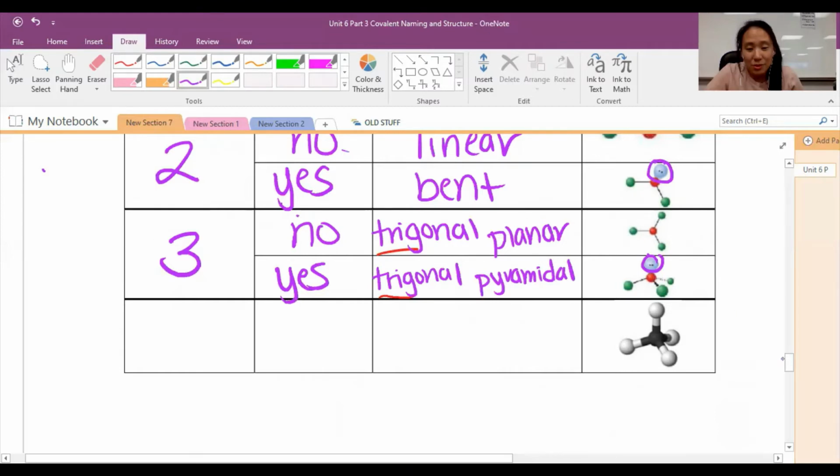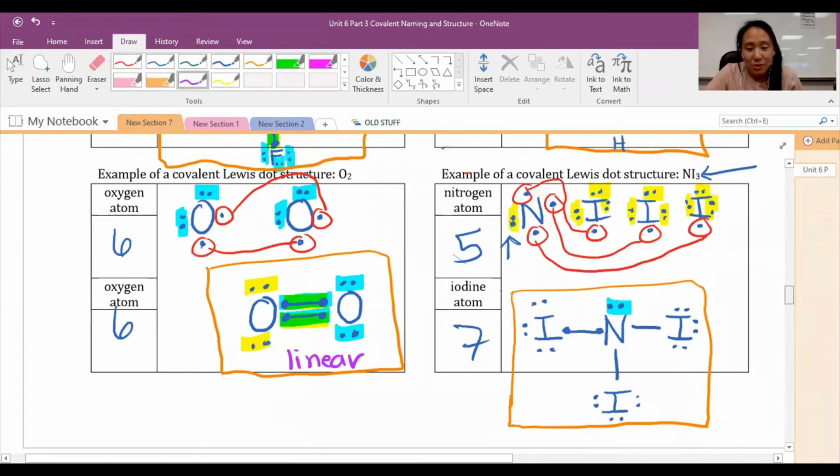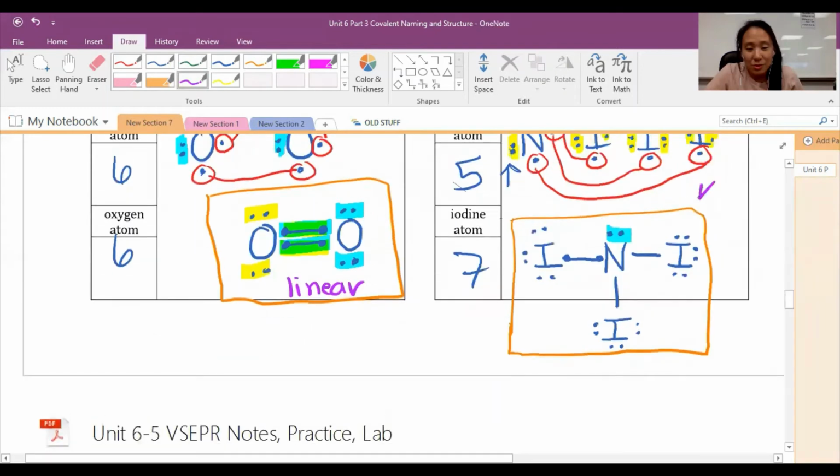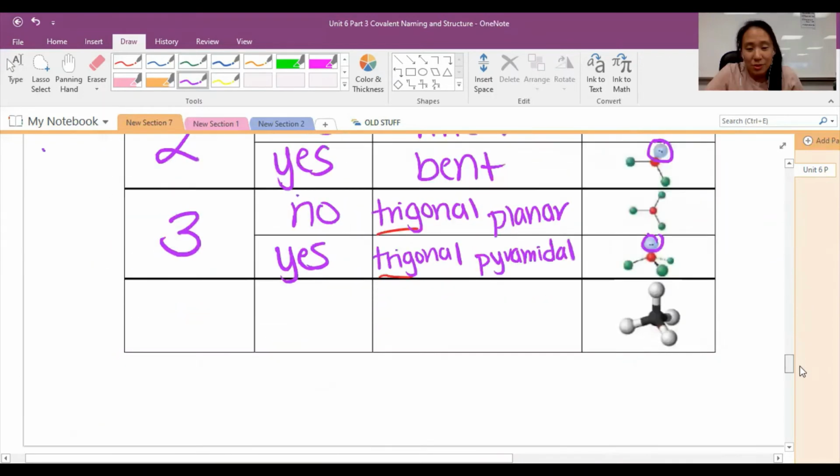So let's see if there's an example up here. I believe there is. Aha. So see this nitrogen right here? It's attached to 3 iodines, but what do you see here? A lone pair. So yes, there's a lone pair. Then what is this shape? This shape is trigonal, and then you would say pyramidal. So pyramid and then al.